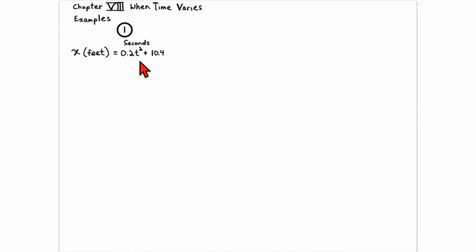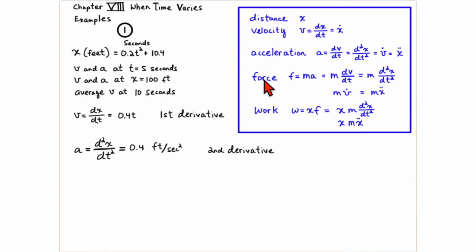So x feet is equal to this quadratic right here, time squared. Here are some equations that the author goes through in this chapter. So distance, velocity is the first derivative of distance. Acceleration is the second derivative of distance. Force is equal to mass times acceleration. So if acceleration is the second derivative right here, so force is equal to mass times that second derivative, and work is equal to the distance times force. So if this is force right here, mass times the second derivative of distance, then work is equal to distance times mass times acceleration, which is the second derivative of distance.